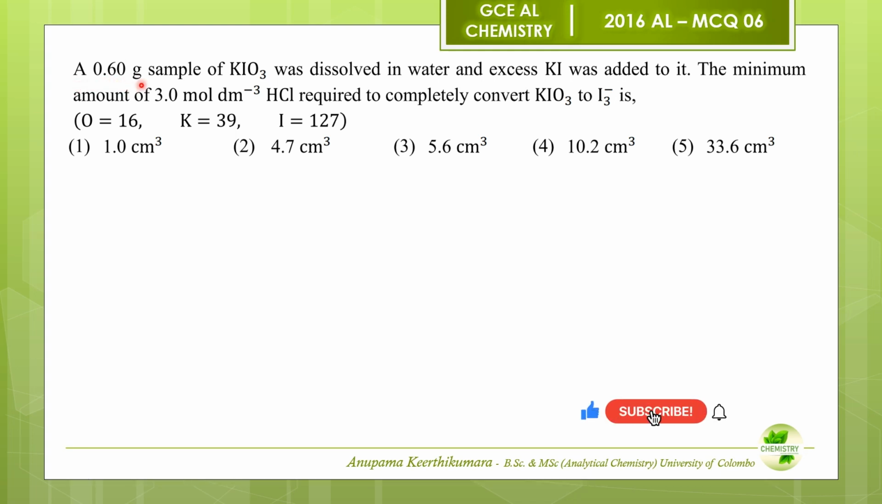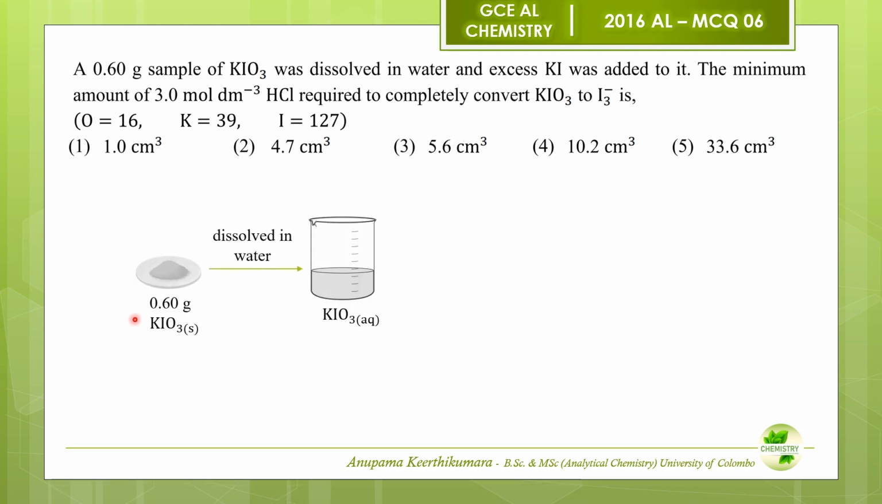0.60 gram sample of potassium iodate was dissolved in water and excess potassium iodide was added to it. The minimum amount of 3 moles per cubic decimeter HCl required to completely convert potassium iodate to triiodide ions is.